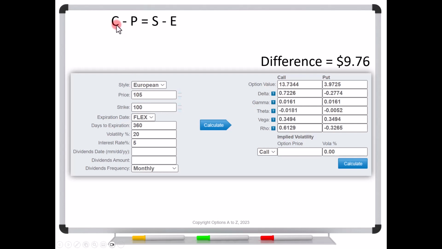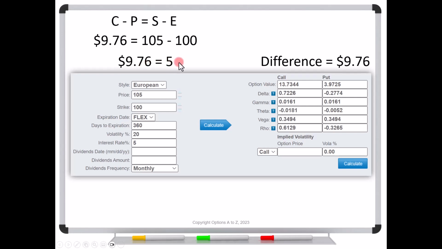So let's go back to our formula. The difference between the call and the put, we'll set it equal to the stock and the exercise price. We know that the difference in the call and the put is 9.76. We set it equal to 105, that's the stock price, minus the exercise price of 100. 105 minus 100. So we come up with 9.76 equals 5, which of course is not true. Why is there a discrepancy? Because we didn't account for the interest. How much of a discrepancy is there here? Difference between 9.76 and 5 is 4.76.